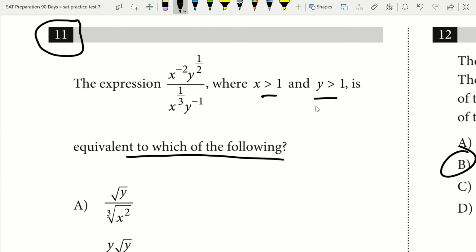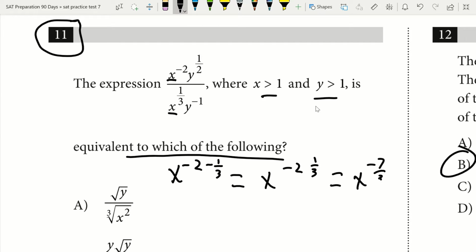Okay, so in order to solve this, if you have exponents with the same base, so in this case I have x, that's the same base, and they're each raised to a power and you're dividing them, what that means is you're going to subtract. So in this case, you're going to have x to the -2, and then you're just going to subtract that 1/3 from it since you're dividing them. So you're going to end up with x to the negative 2 and 1/3. You could rewrite that then as x to the negative 7/3.